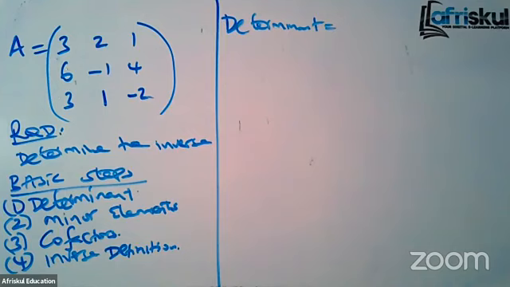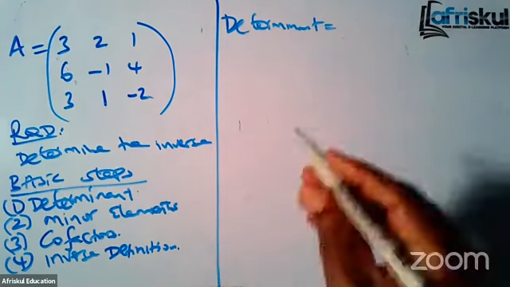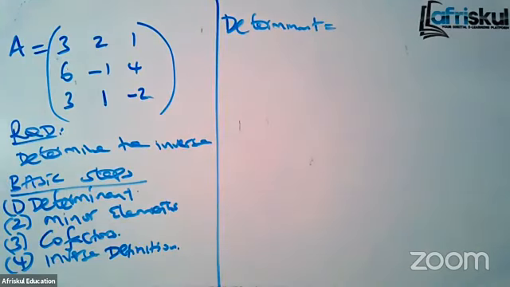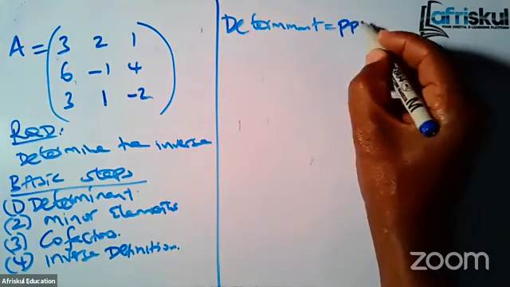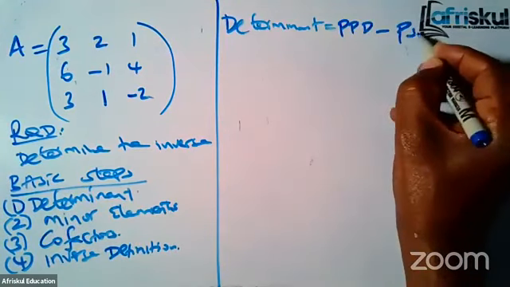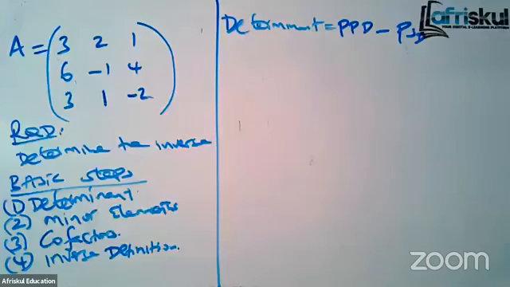So ladies and gentlemen, to get our determinant, we normally take PPD minus PSD, product of primary diagonal minus product of secondary diagonal.